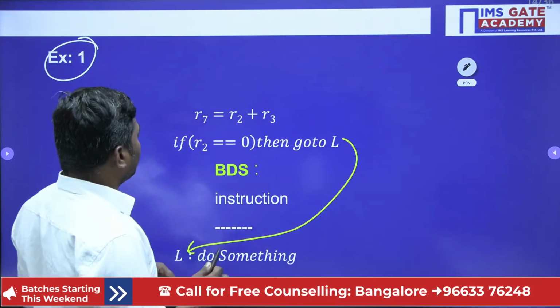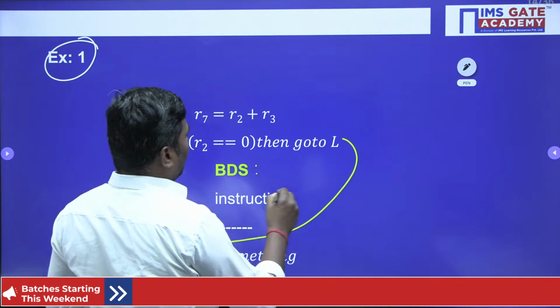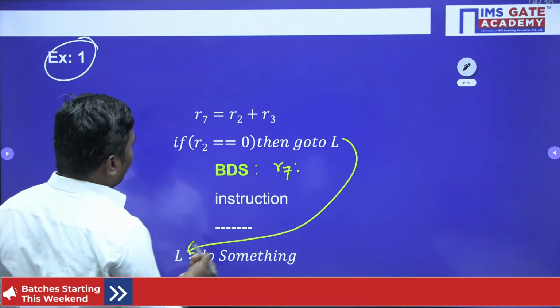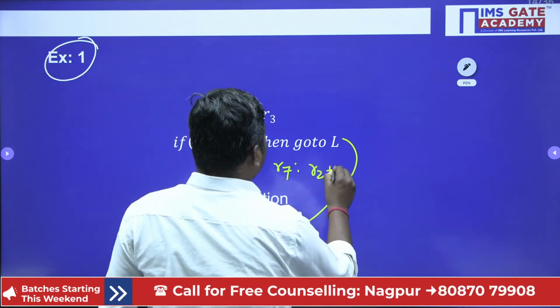Can I move this R7? So yes, I can move it, or not? So now I can write R7 equal to R2 plus R3 there, because this is an independent instruction only, right? R7 equal to R2 plus R3, I can write it.